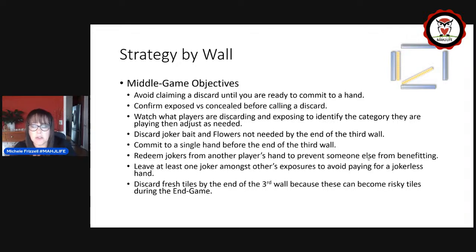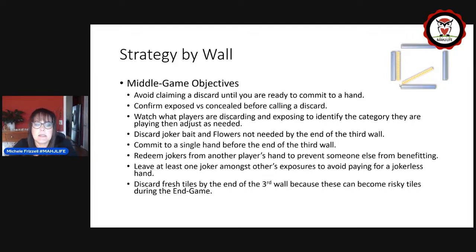It's basically a pair you don't need. And during the middle game, the middle of the middle game, so it would be right around the middle of the middle wall, that's when it is ideal to discard one of your pair tiles that you don't need to coax out a joker in an exposure from one of your opponents.